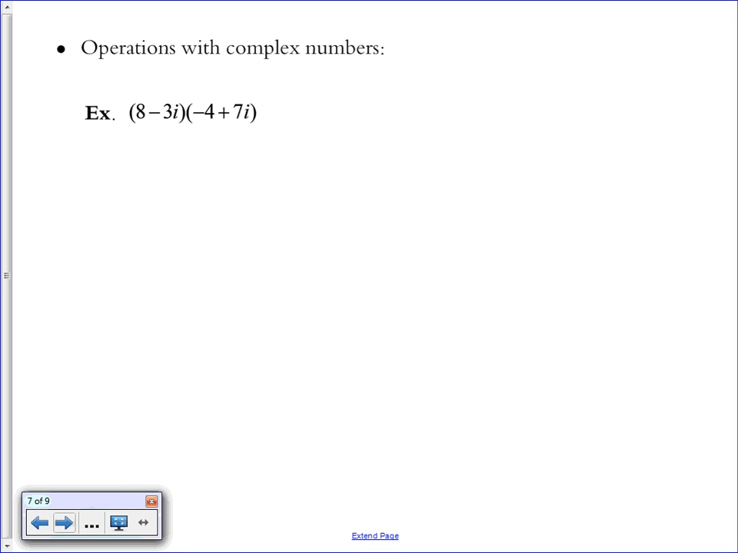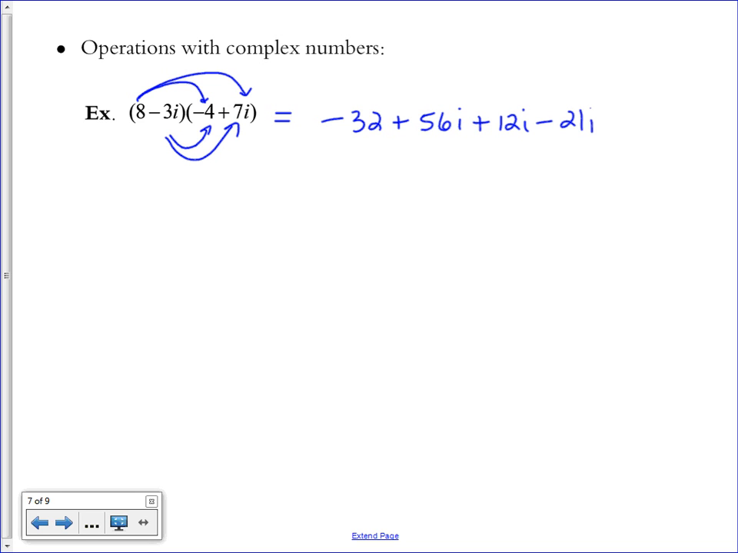This is a FOIL example with complex numbers. So just remember, if you have to expand two binomials together, you want to distribute the 8 times the negative 4, 8 times the 7i, the negative 3i times the negative 4, so you will have an imaginary piece still in the middle. And then negative 3i times positive 7i is negative 21i squared.